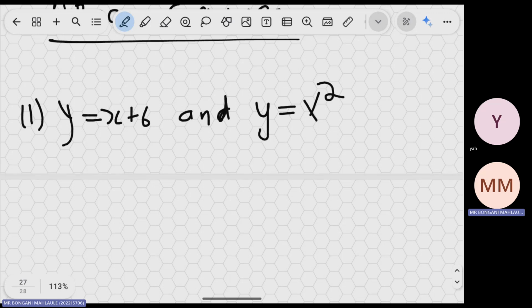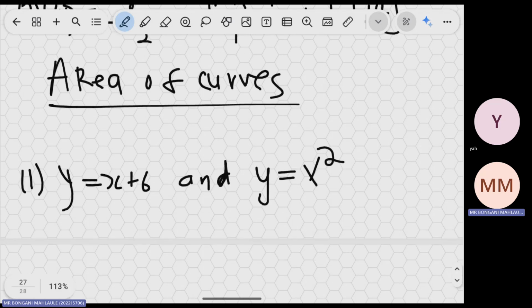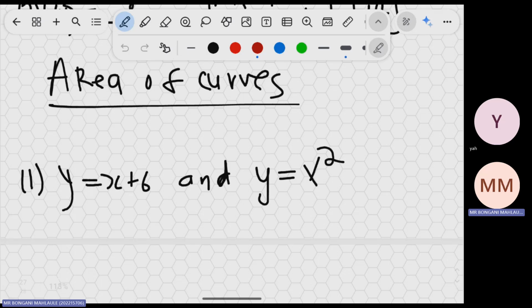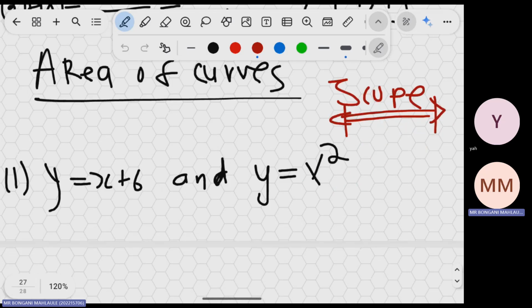So you're having two functions. You must find the area between them. Oh, I get it. Those questions you send, that's the scope. So this is the scope. Whatever I'm doing will be there on your test, everything.